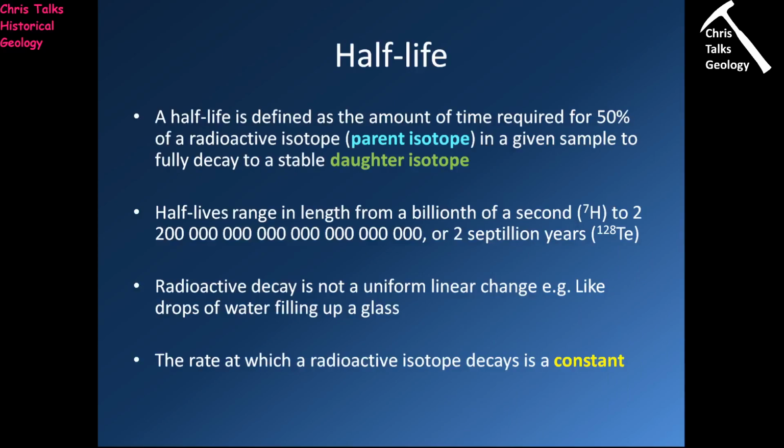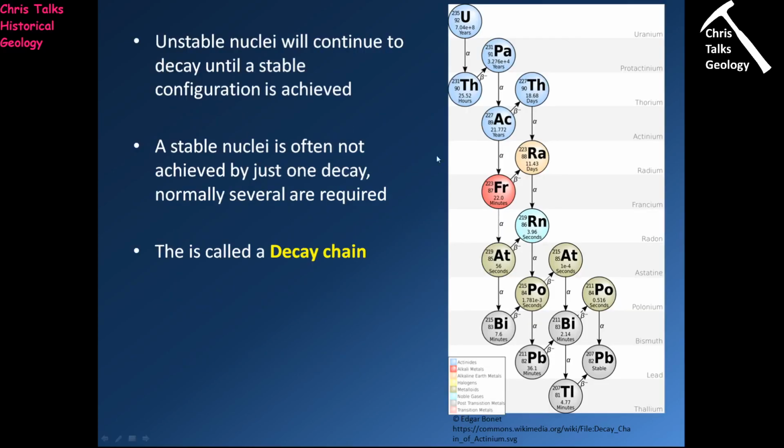A half-life is defined as the amount of time required for 50% of a radioactive isotope, so that's the parent isotope, in a given sample to fully decay to a stable daughter isotope. Please note, that is fully decay. So it's not 50% of the uranium makes it halfway along the decay chain. It's 50% of the uranium has to have completely made it to the stable daughter isotope.